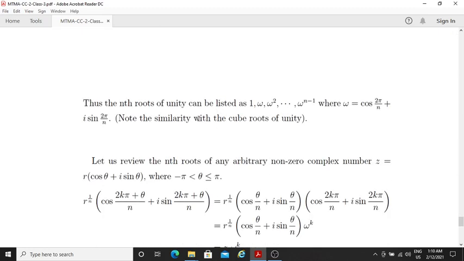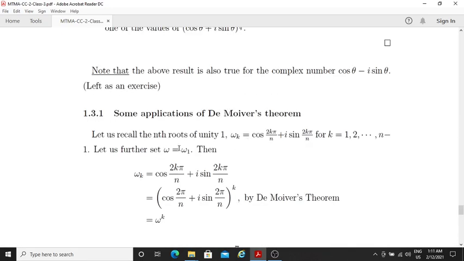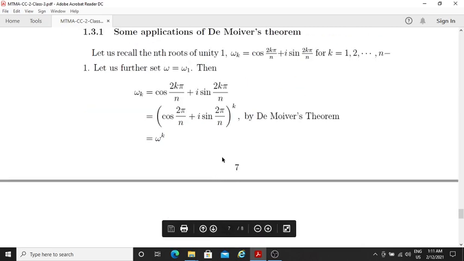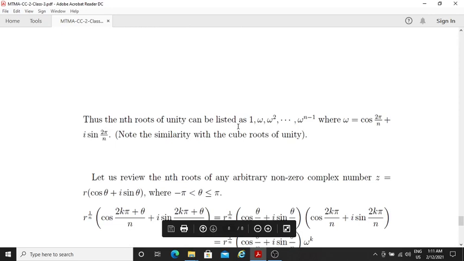Then the root corresponding to k equals 1 is omega 1, omega, and any other value of k can be written as omega to the power k. So the roots of unity can be listed as 1, omega, omega squared, up to omega to the power n minus 1. Now if you just think of the similarity with the cube roots of 1, what are the cube roots of unity? 1, omega and omega squared. Now also look at the similarity. What is the value of omega for the cube root?